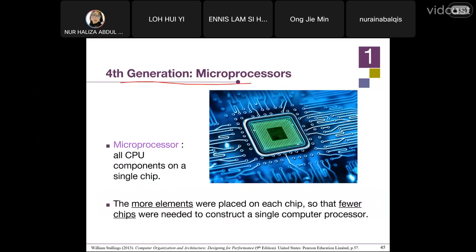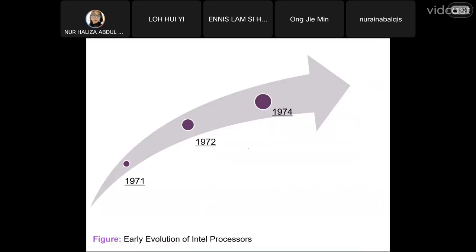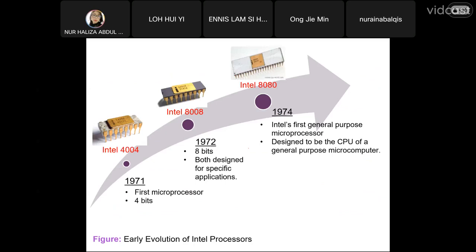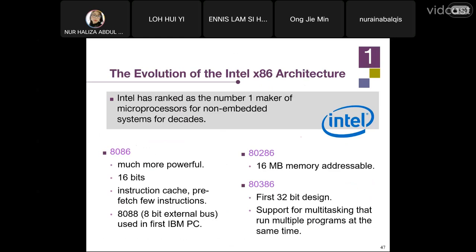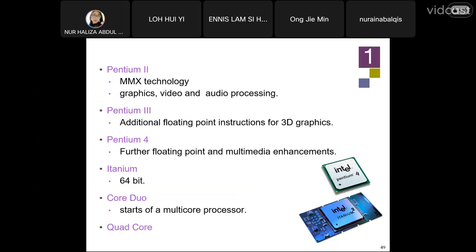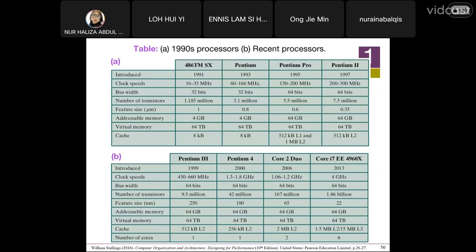Fourth generation processor. This is the latest and newest. And the evolution of processors. Again, you can read by yourself here because this is just history. And the evolution of Intel x86. We use Intel normally in our laptops and computers, and how it evolves until quad core here, and the differentiation between each other.